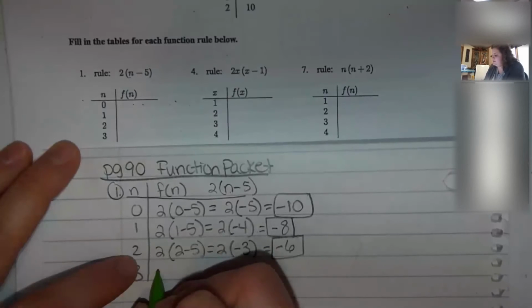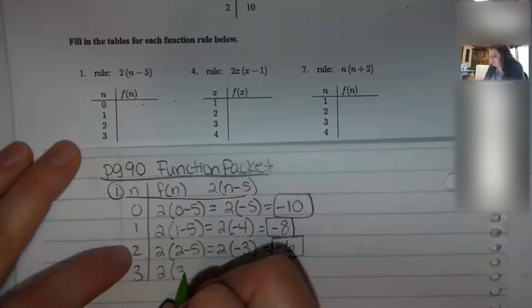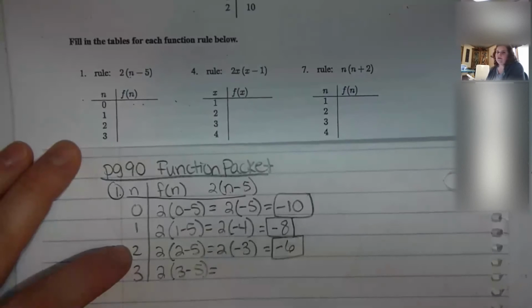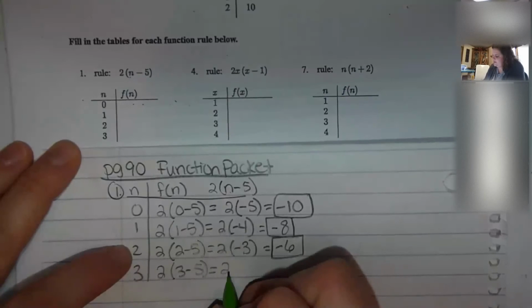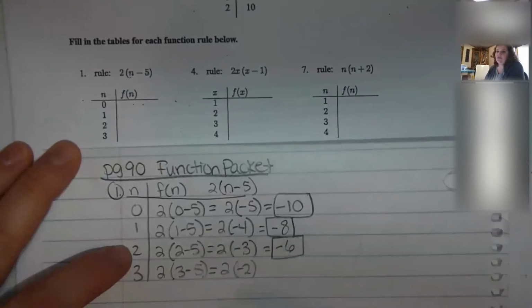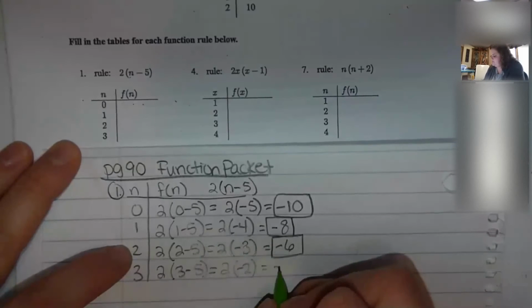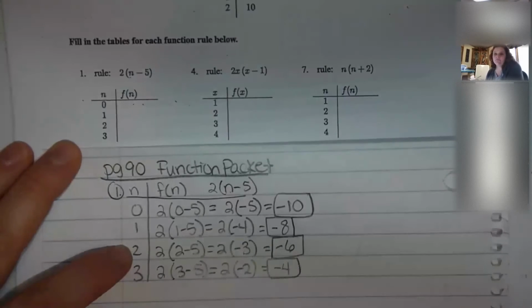Number 3, 2 parenthesis 3 minus 5. What is 3 minus 5? Well, that's a negative 2. So I have 2 times negative 2, which is negative 4.